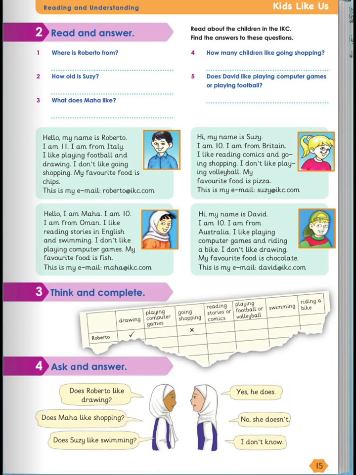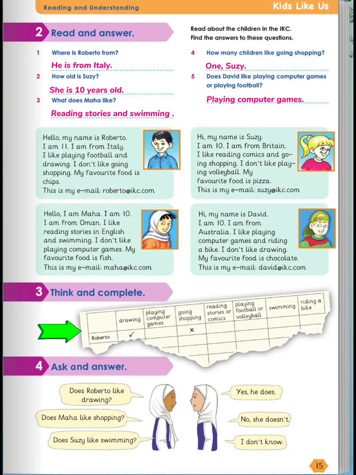Great. Now I will give you time to fill the answers in the blanks. Great. So the answer for 1, where is Roberto from? He is from Italy. 2, how old is Susie? She is 10 years old. 3, what does Maha like? She likes reading stories in English and swimming. 4, how many children like going shopping? Only 1. 5, does David like playing computer games or playing football? He said he liked playing video games.